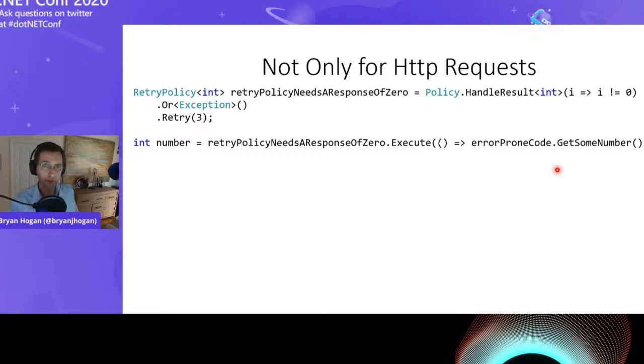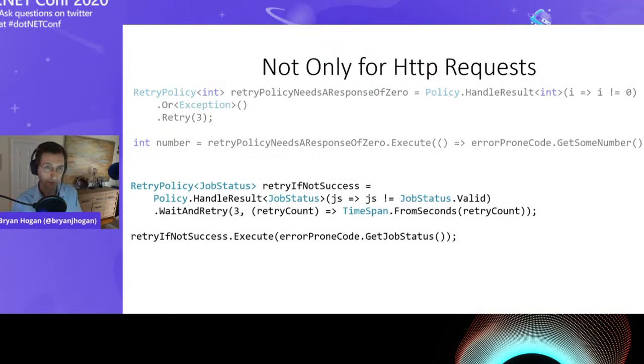Here I'm checking the result coming back, that's an int. I'm checking if it's not 0 or if there was an exception, retry 3 times. And here I'm executing it. In these examples, you have to execute your code explicitly inside the policy because you're not using HTTP client factory.